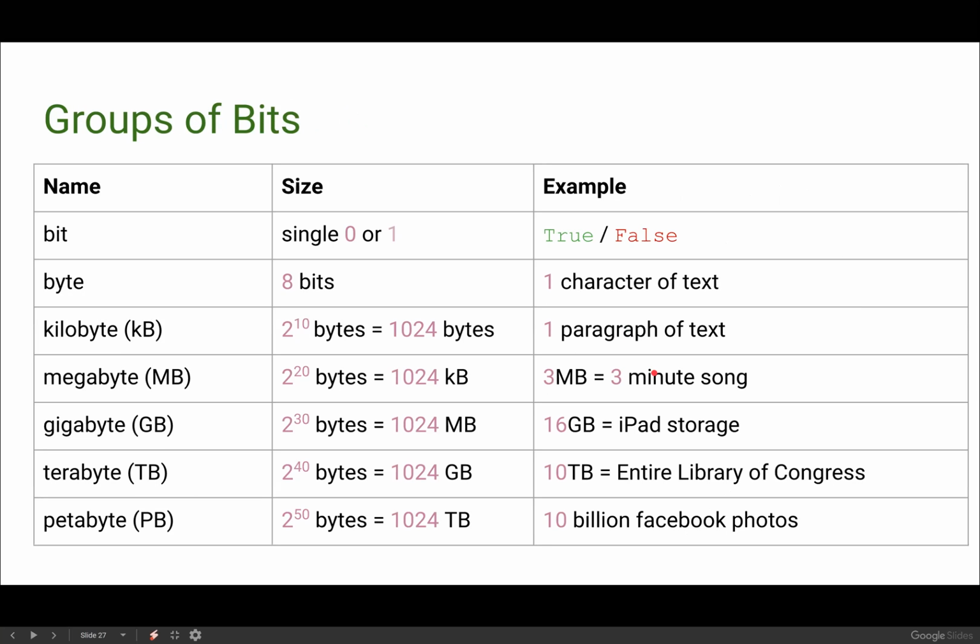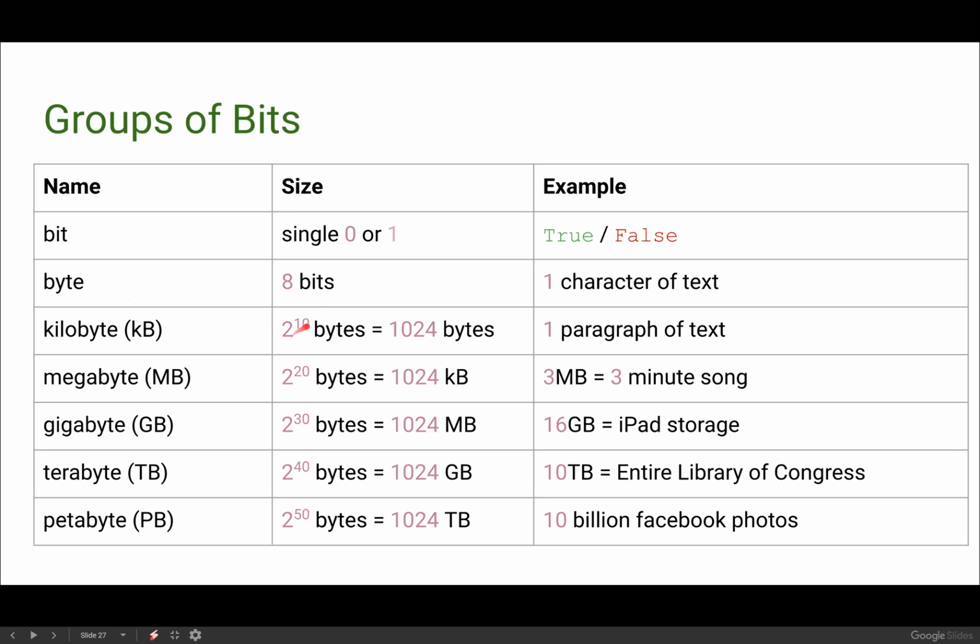So let's talk about how much different groups of bits can store. One bit, like we said, is a single 1 or 0. That can only store true or false. That's not a huge amount of information. If I collect 8 of those together, 8 1s and 0s together is called a byte. A byte is 8 1s or 0s, and that can store 1 character of text. So I can represent any letter on my keyboard using 1 byte of information.